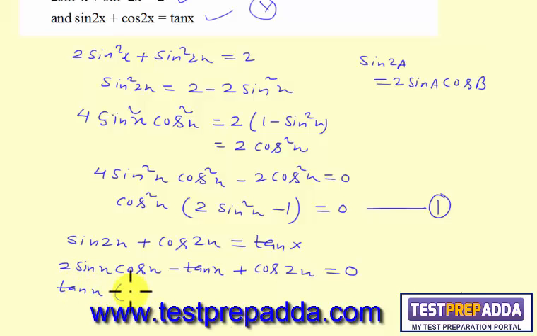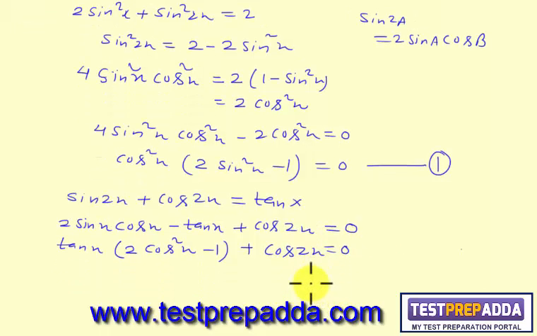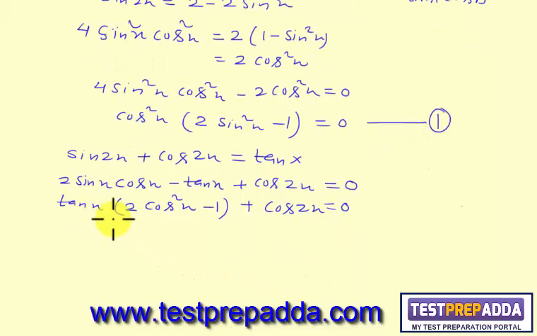it becomes 2 cos square x. Tan x is what? Sin x by cos x, and if sin x by cos x is taken as common, it becomes 2 cos square x minus 1 plus cos 2x is equal to 0. Okay, and 2 cos square x minus 1 is what? It is cos 2x.